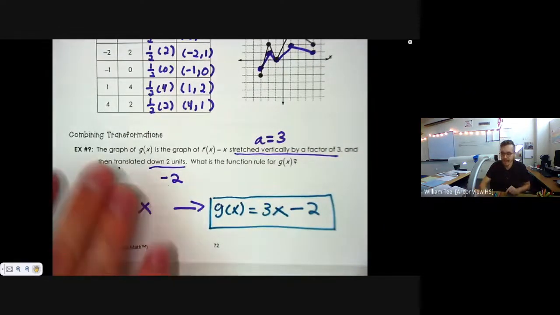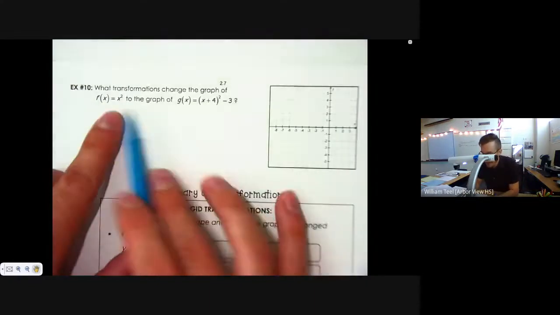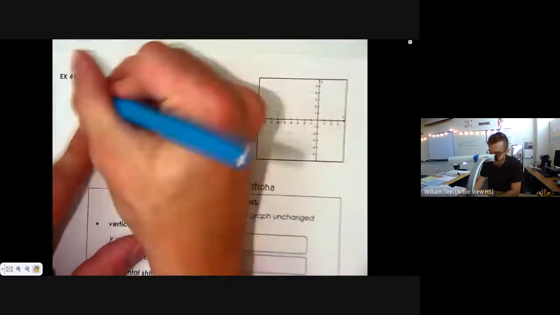All right, moving on to the last page here. We have one more example, then we'll have a quick summary. So example number 10, what transformations change the graph of f of x equals x squared to the graph of g of x equals (x plus 4) squared minus 3? Well, first of all, let's go ahead and graph these real quick. So if I am looking at the graph of x squared, that is just a regular parabola. So I'm going to graph that in blue.